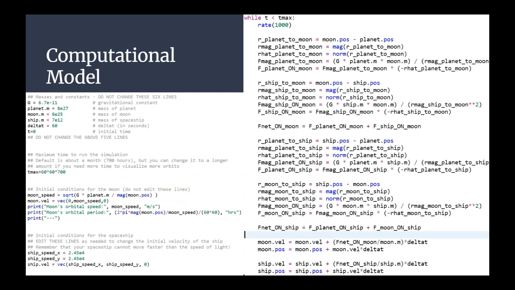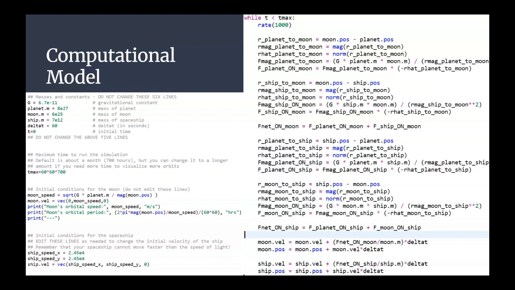For the computational model we used for this one, to the left, you can see the initial values such as the gravitational constant, the mass of the planet, the moon, the ship, and delta T. You can also see the moon speed and moon velocity, and the initial ship speed that we used was 2.45 times 10 to the 4th for both the X and Y direction to get the ship off of the moon.